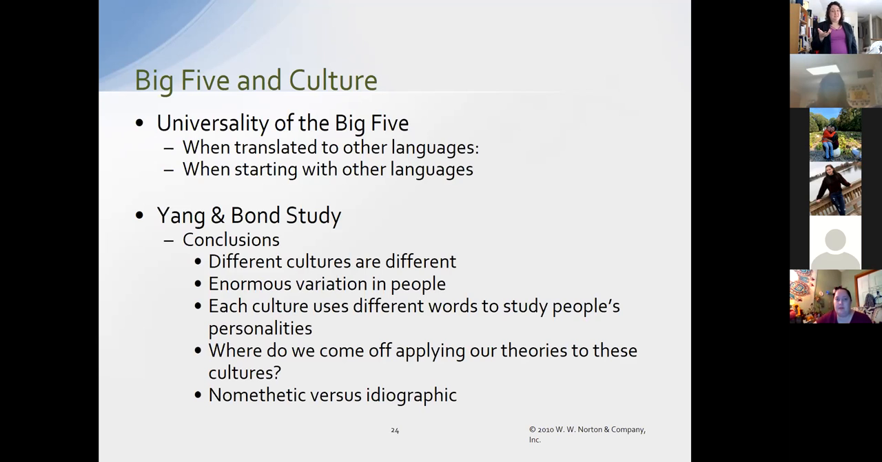So I think partially because of the fundamental attribution error, we tend to think like, oh, we're really different, but everyone in a collectivist culture acts like X, right? But no, you have different personalities no matter where you are. And each culture uses different words to study people's personalities. And so one of the questions becomes, where do we come off applying our, again, American or European-based theories to other cultures? And we get back to this nomothetic versus idiographic, like, are we trying to apply one theory to everything and does that matter? Or is it more important to look at how personality manifests within each culture?